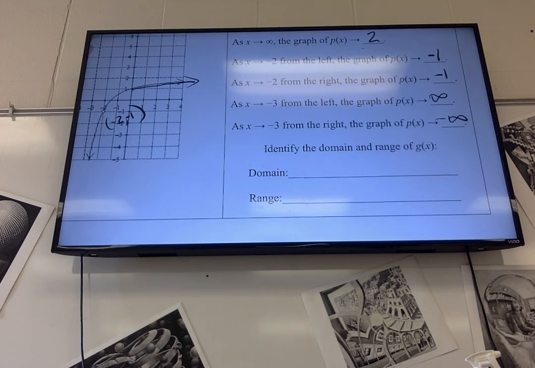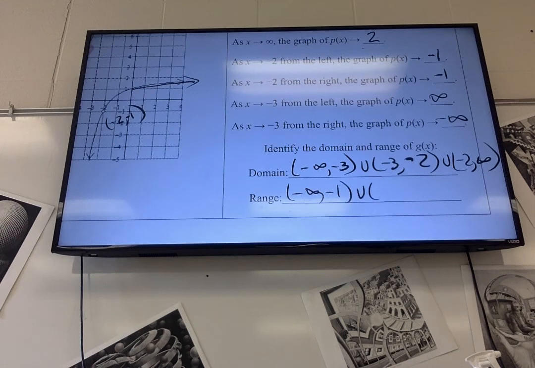Justin, what's the domain? Negative infinity to -3, -3 to -2, and -2 to infinity. Yep. That is a negative. Good job. And then, Jenna, what's the range? Negative infinity to -1, -1 to 2, and 2 to infinity. Excellent. Good job. Y'all got this. Questions?